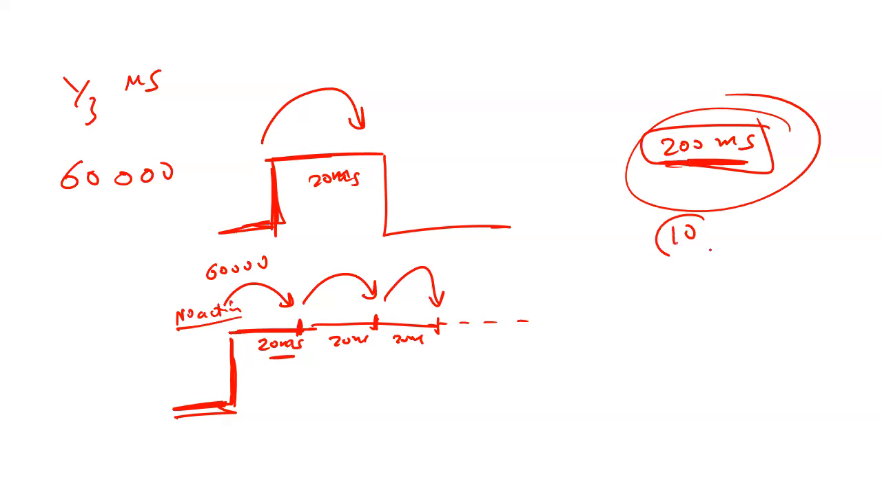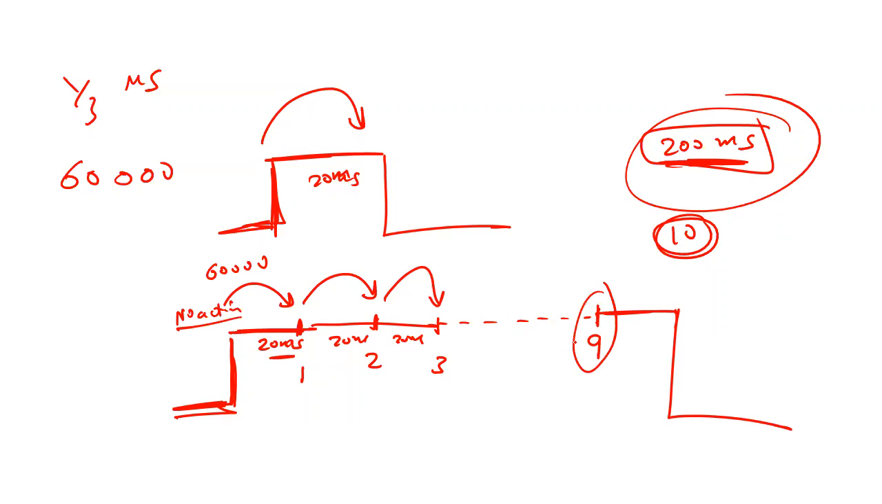200 means I need 10 interrupts, right? So that's exactly what I'm gonna do. I'm gonna count interrupts. So this is interrupt number 1, interrupt number 2, interrupt number 3, all the way until interrupt number 9. At interrupt number 9, I'm gonna say again, next interrupt after 60,000, which is 20 milliseconds, sorry.